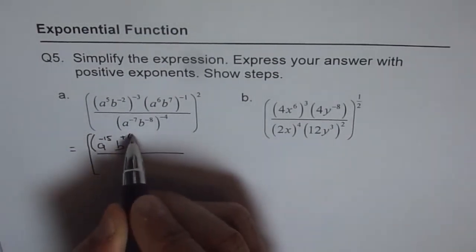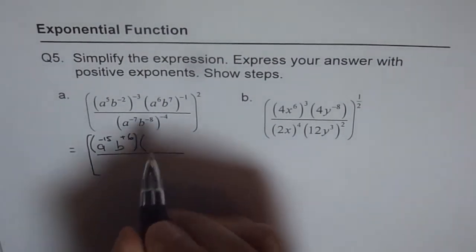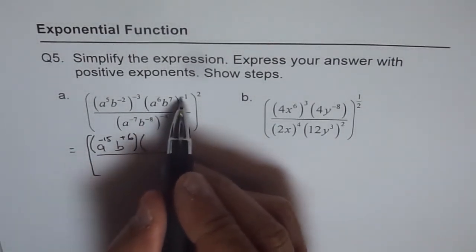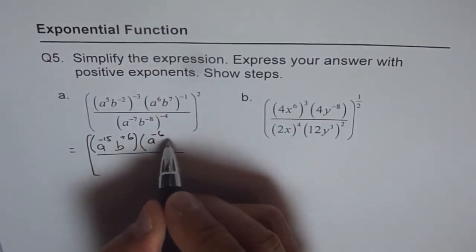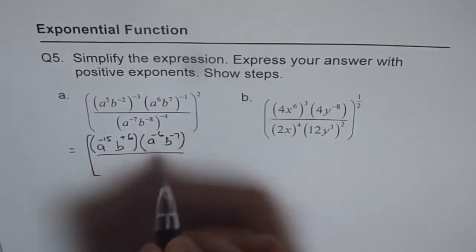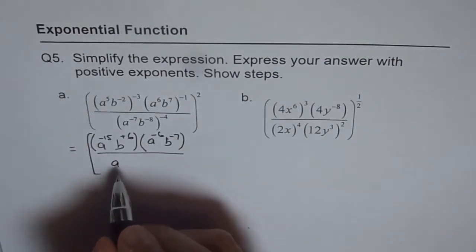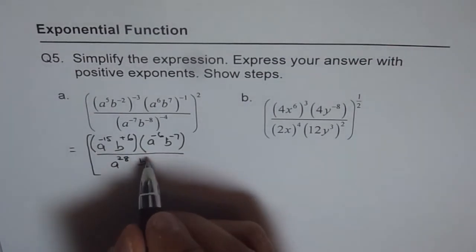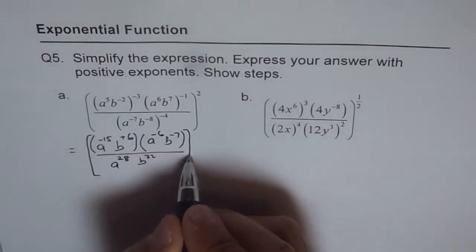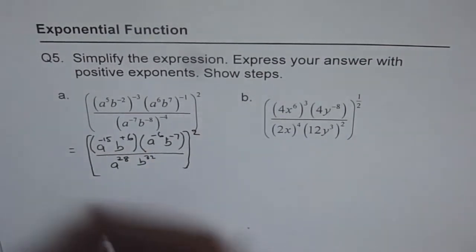So that is the first term, and the second one will be, let's write them with the negative of whatever values they have. So a to the power of minus 6, b to the power of minus 7, and the denominator is a to the power of plus 28 and b to the power of plus 32. And everything is squared. So that's what you get.